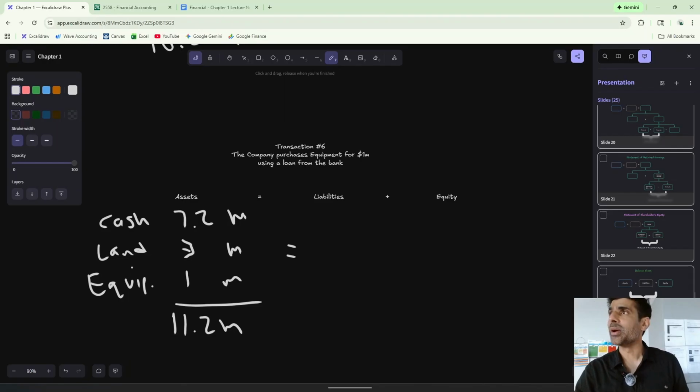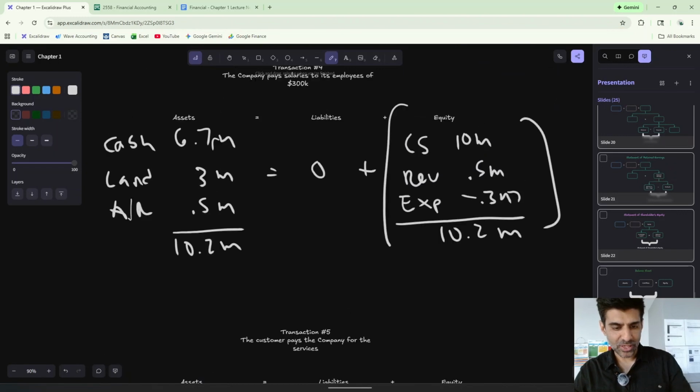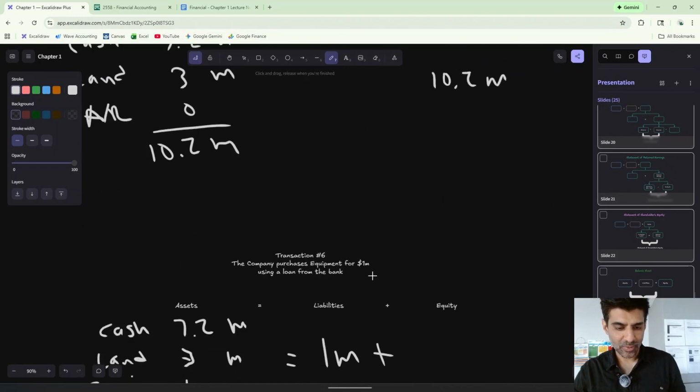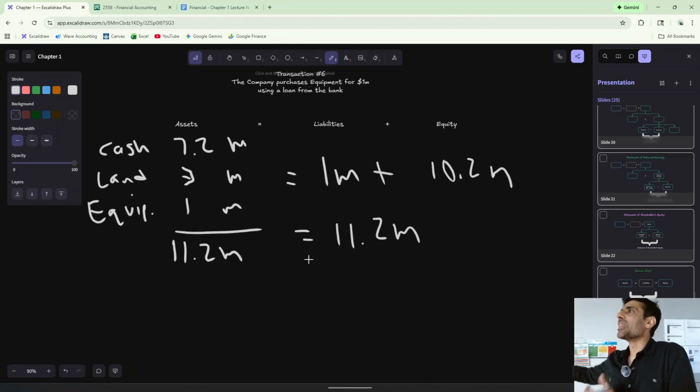Liabilities, we just have a new one, right? We just added 1 million in liabilities because we financed the equipment with a liability, right? So we now owe the bank this $1 million. We got something for it. We got this asset, but we now have a liability of 1 million. All the rest of this stuff is the same. Nothing's changed here. Okay, so we still have 10.2 million in equity. So this is also equal to 11.2. I need you to be convinced that this is the case. After every transaction, this is always going to hold true.